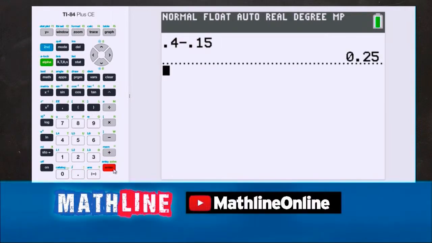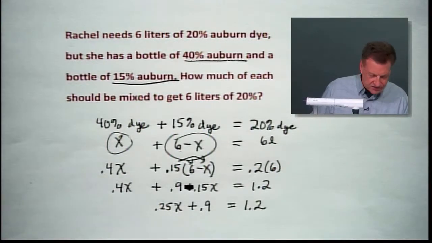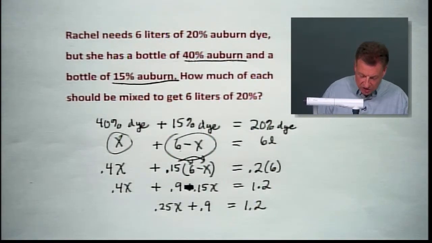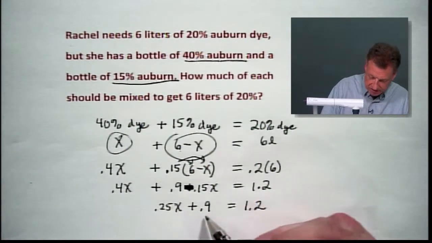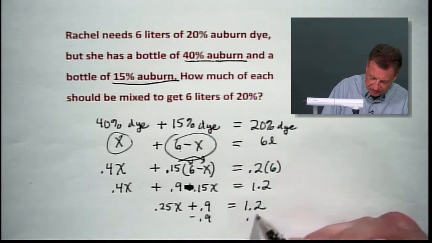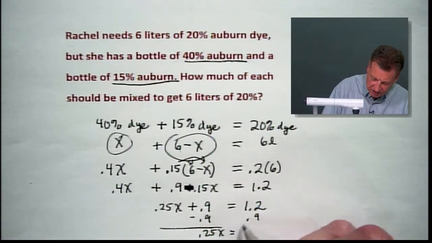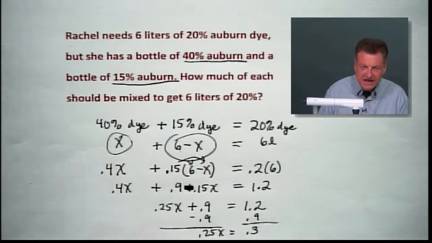Let's see here. We have, at this point, 25 hundredths times our x. We've got a positive 0.9 equaling 1.2. Now, let's see where we're going here. We are going to end up subtracting our 9/10. It's going to give me 25 hundredths x equaling 3/10.